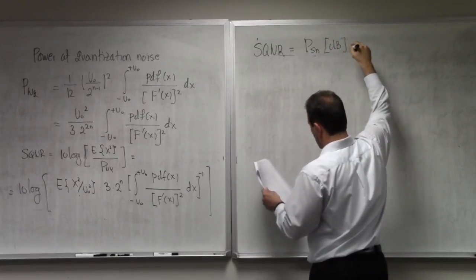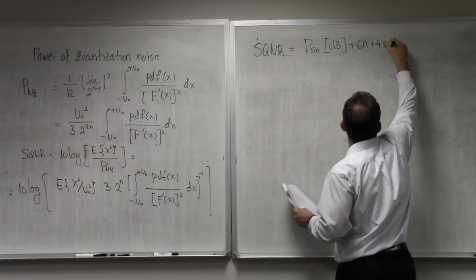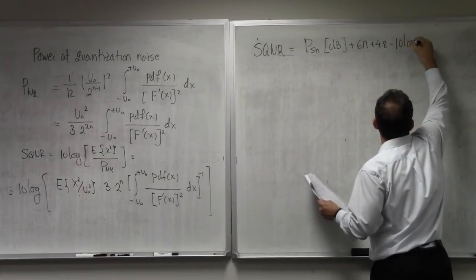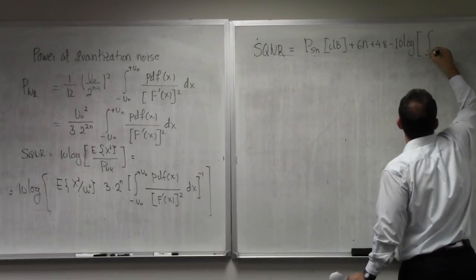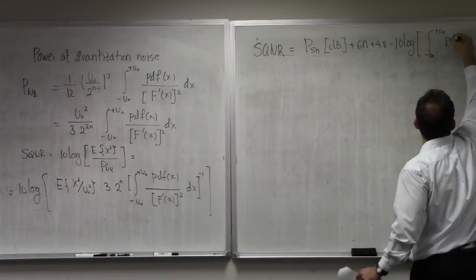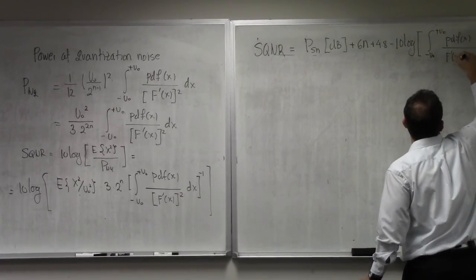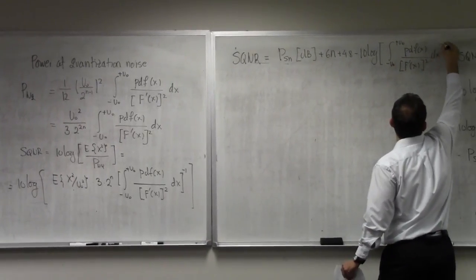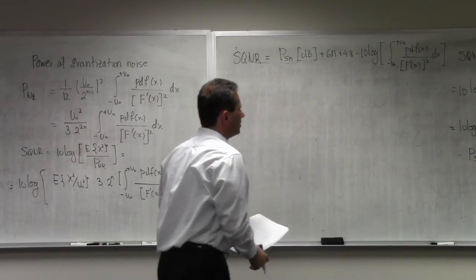And then plus 6n and plus 4.8 and then minus 10 log of the integral from minus u0 to plus u0 of the PDF of x divided by f prime of x quantity squared dx. Right? So you can see how we have essentially the same terms here.